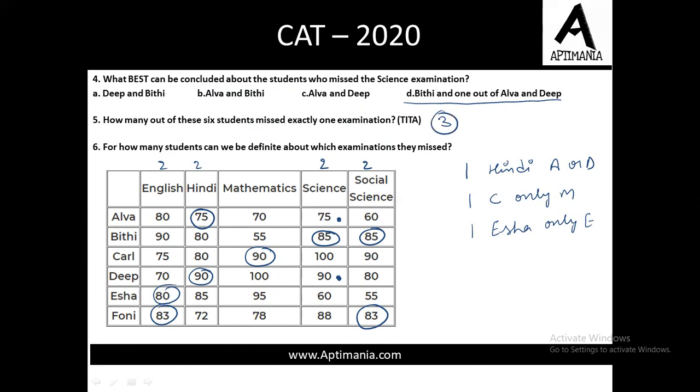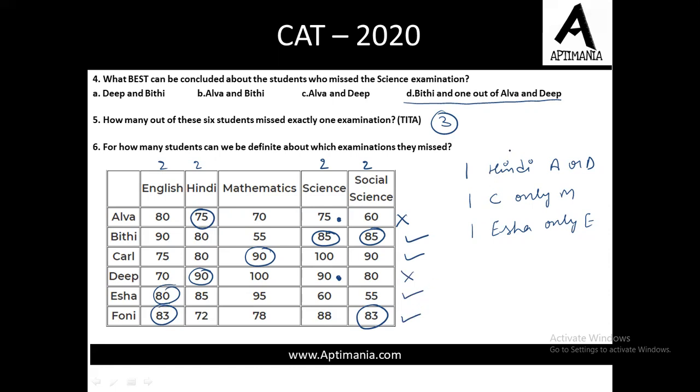Last question, for how many students can we be definite about which examination they missed? For A, we are not sure about. हम नहीं कह सकते हैं क्योंकि we have confusion whether he missed science exam or not. For B, we are sure. For C, again we are sure. For D, we are not sure. For E, we have surety, and for F also we are sure.